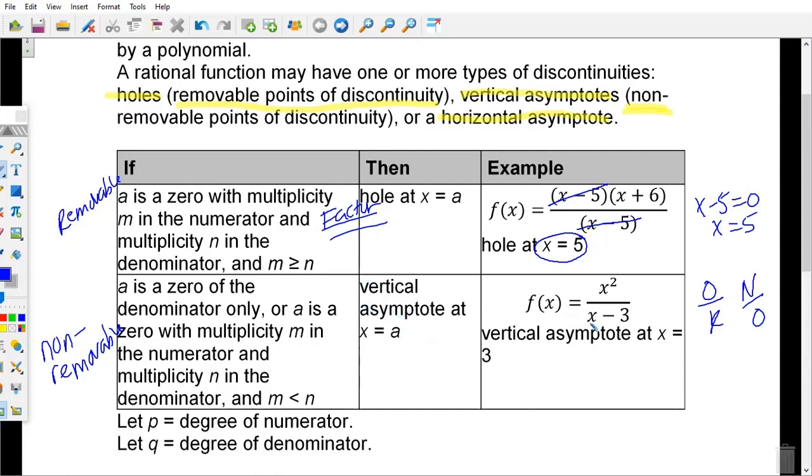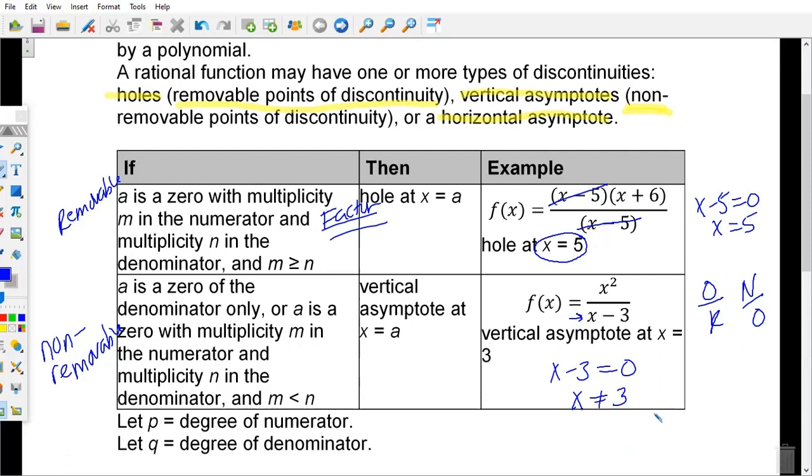So when we look at this rational function, we have x squared and x minus 3. Can I remove anything? No. So now I'm going to focus on x minus 3. What can x not be? So this cannot equal 0. Therefore I have a vertical asymptote at x equals 3. And that's because x minus 3 equals 0, so x cannot equal 3. And is that what happens when we write a vertical asymptote? Yeah. We're saying what our x cannot be, right?